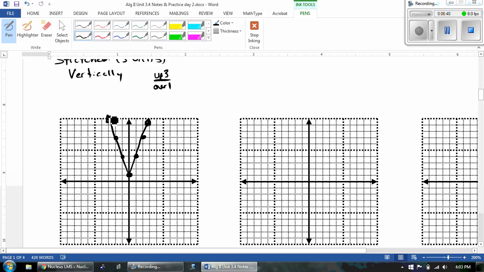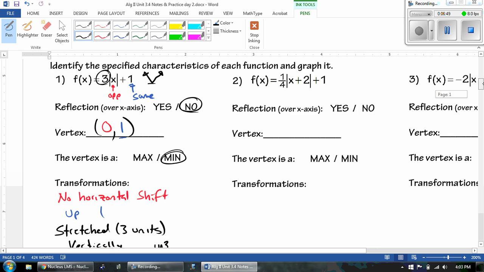And there you go. Let's redo that one, Mr. Grice. There we go. And make sure you have arrows. All right, let's look at the next one.